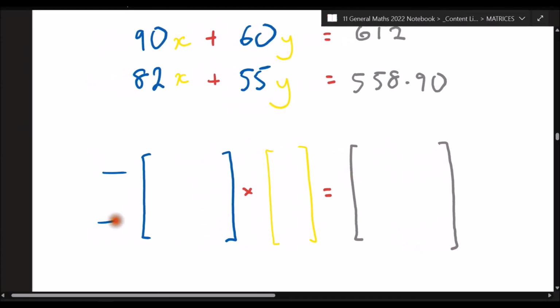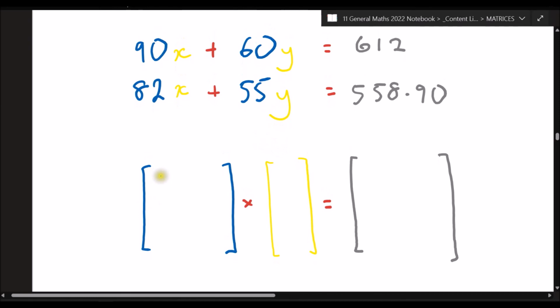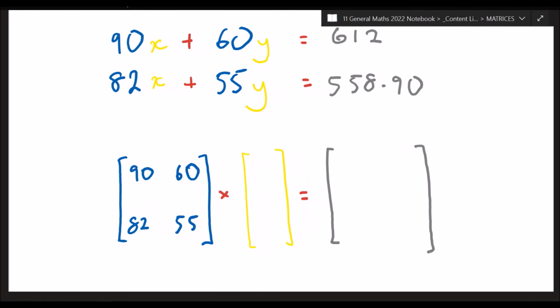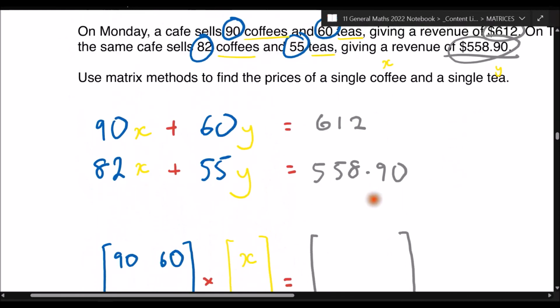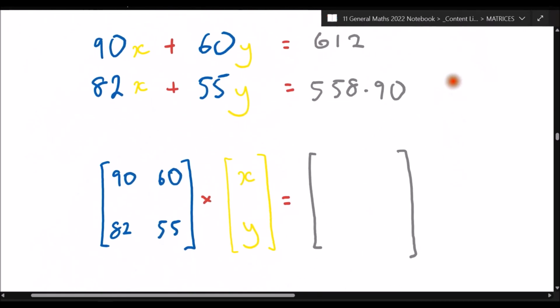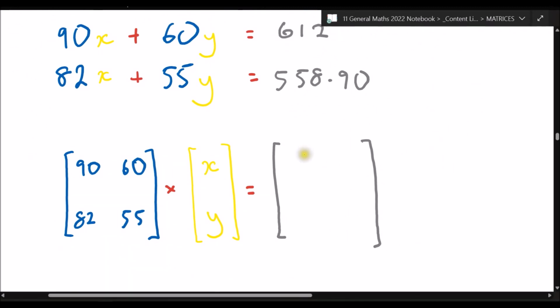So this row here is the first equation, and these are your letters, x and y. In that column, for the first equation, I can see 90 for the x and 60 for the y. Second equation, I can see 82 for the x and 55 for the y. Easy. Now I put in my unknown variables. So x, what was it again? I think x was coffee, and y is going to be tea. Cool. And then my answer matrix is 612, and then 558.90.